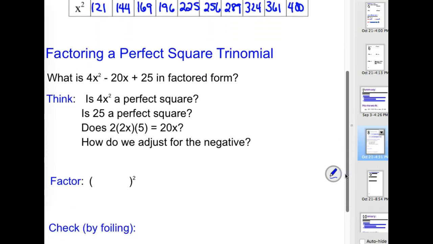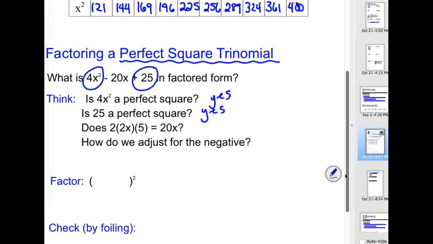All right, so factoring a perfect square trinomial. It says, what is 4x squared minus 20x plus 25? Now, the first thing I look at is, is this a perfect square? Is 4 a perfect square? Yes. If we have an x squared, that's just x being squared. So, yes, our first term is a perfect square. Then I look at the 25. Is that a perfect square? And yes, it's on my list of perfect squares. So I have a good chance that this is what we call a perfect square trinomial.